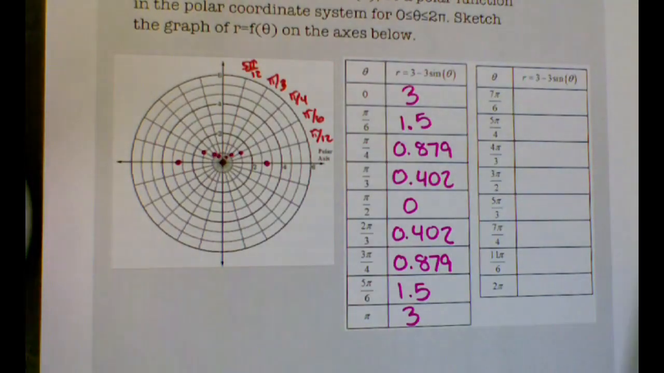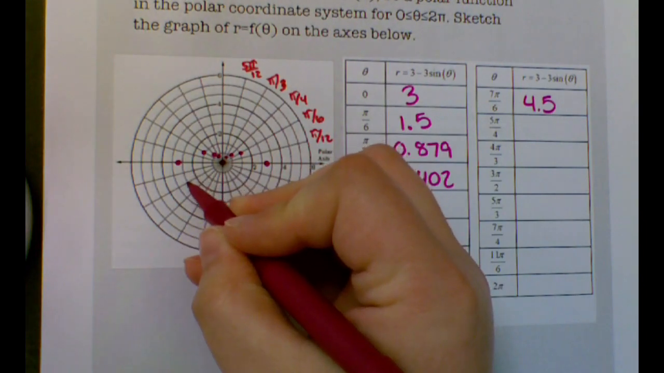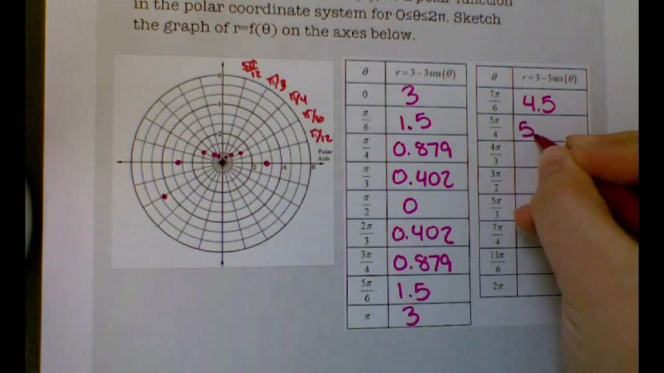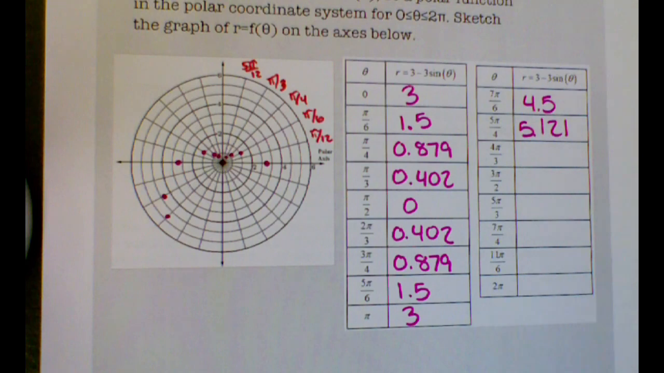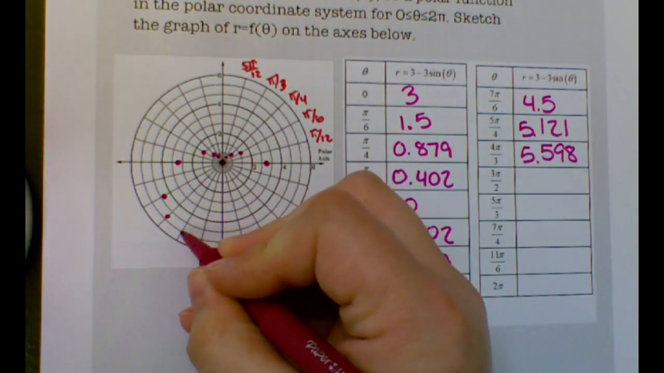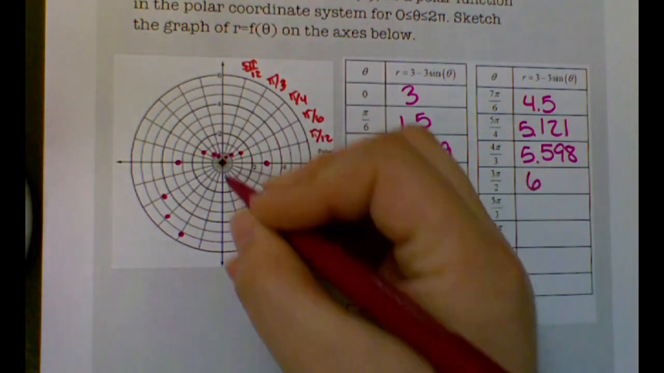Now things start to get fun. 7 pi over 6, I get 4.5. 7 pi over 6, 4.5. 5 pi over 4, I get 5.121. About there. 4 pi over 3, I get 5.598. About there. 3 pi over 2, I get 6.